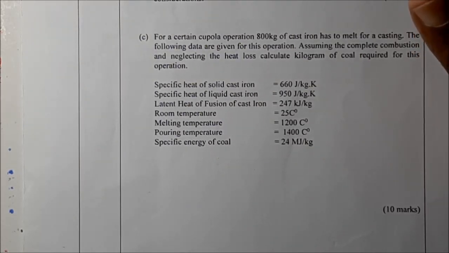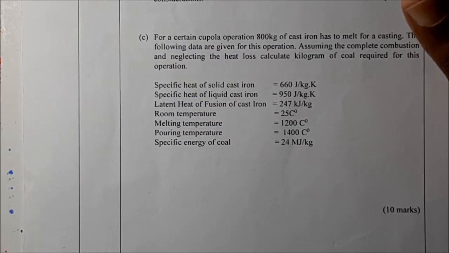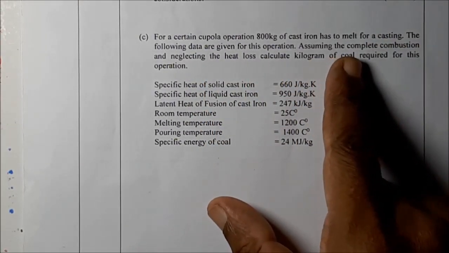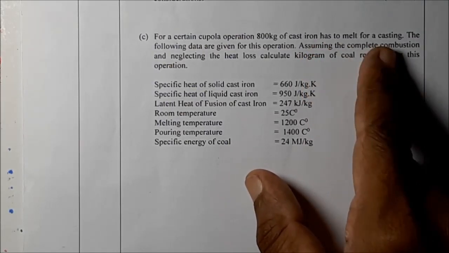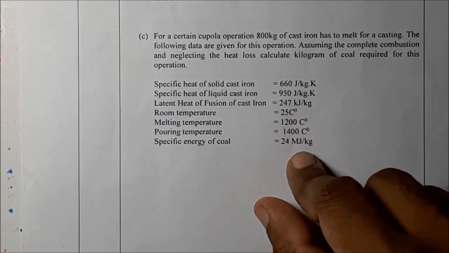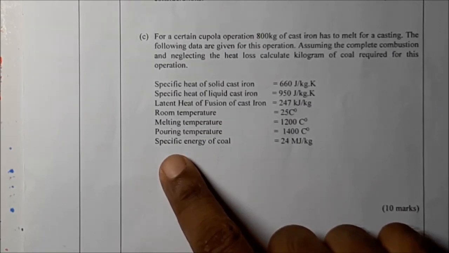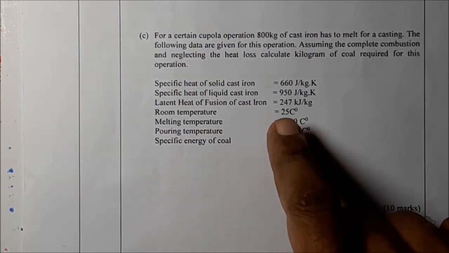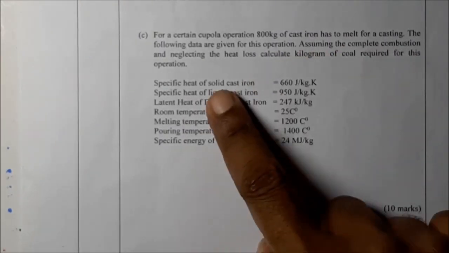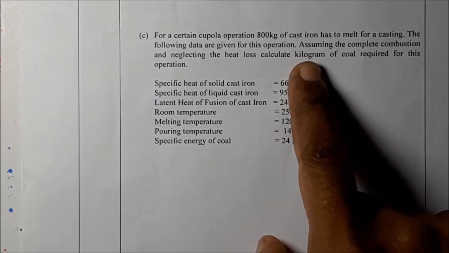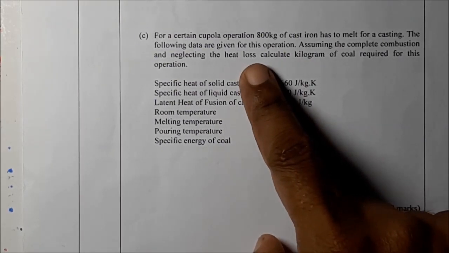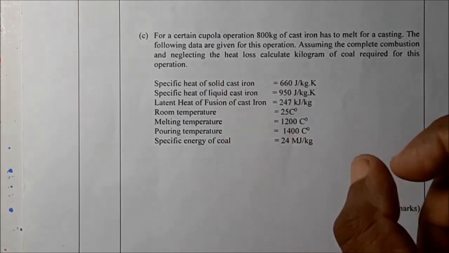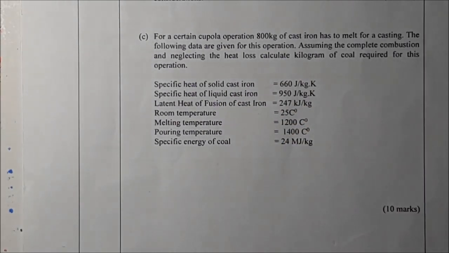Here there are two assumptions, saying this is actually a very rough calculation. We have to assume complete combustion. That means by combusting this coal we can produce the entire total energy. That is the assumption, complete combustion, and neglect the heat loss. The data for the heat loss calculation is not given. We have to estimate the coal required for this operation. Then how to do this one?